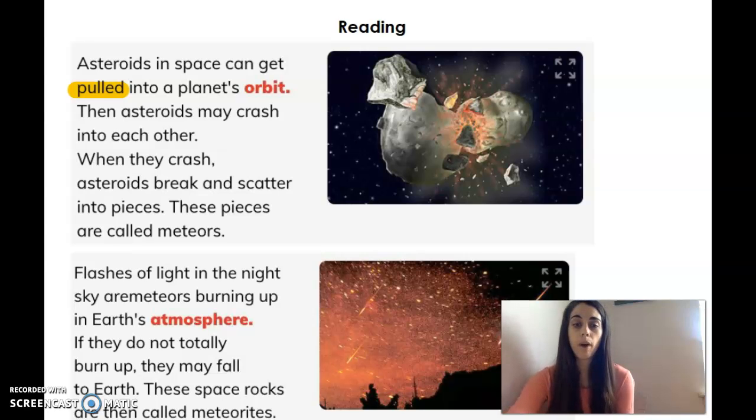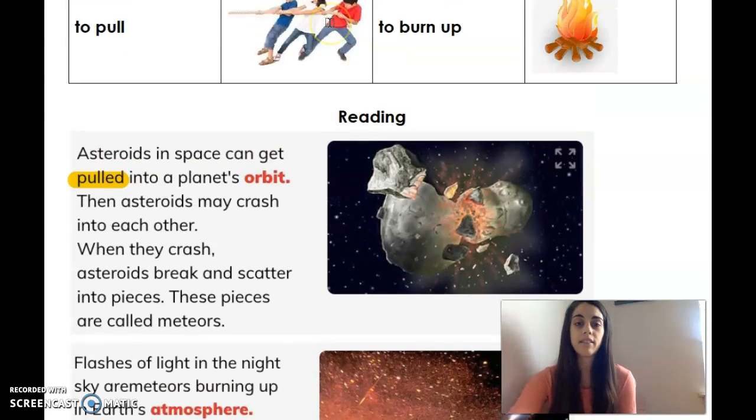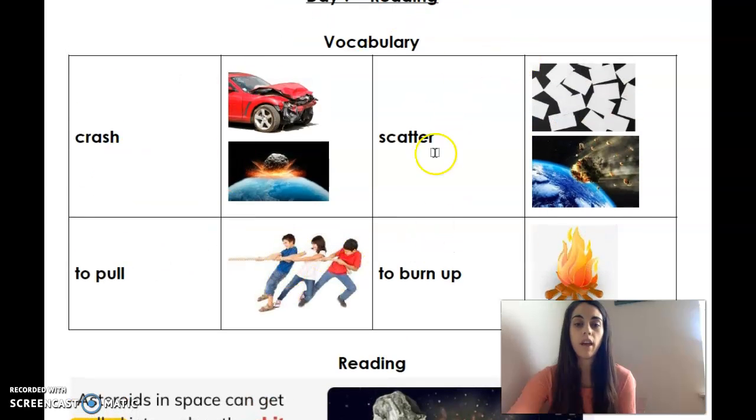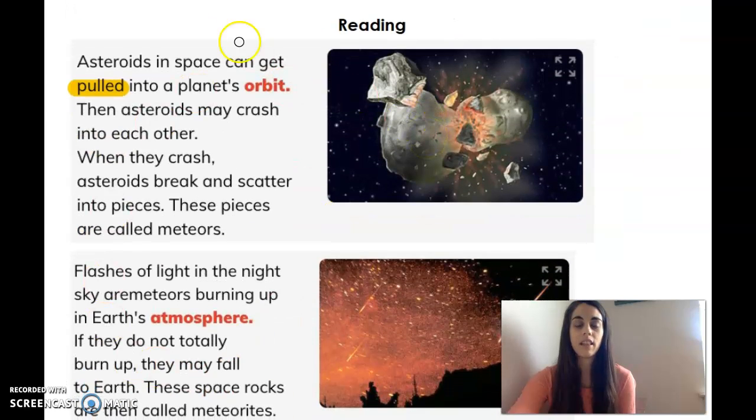Now, pause the video and find your other vocabulary words in the text. When you're finished, you can restart the video. Por favor, da pausa al video y busque las otras palabras de vocabulario en el texto. Cuando terminas, puedes seguir con el video. Great! Did you find all your words?